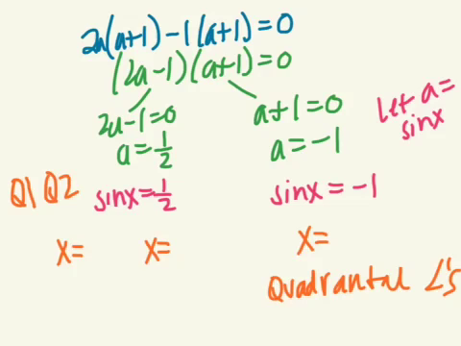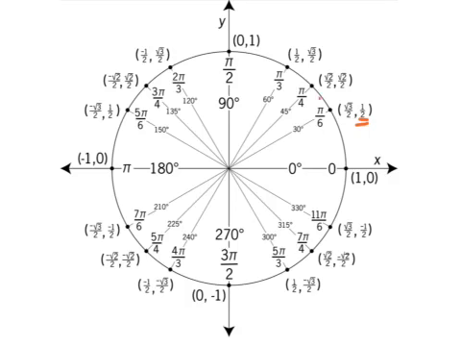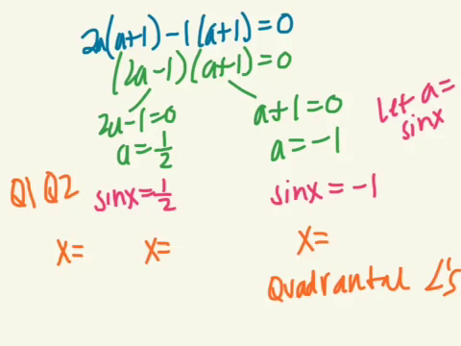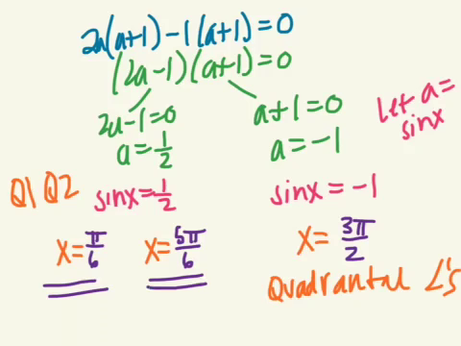So first of all, sine is a positive 1/2. It's going to happen at pi over 6 in the first quadrant. And then sine is equal to positive 1/2 again at 5 pi over 6 in the second quadrant. And while we're here, we might as well look for where sine is equal to negative 1. Again, we're looking for our y coordinate to equal negative 1. That's happening down here. So we had pi over 6 and 5 pi over 6, and the other one was 3 pi over 2. Those are the three angles between 0 and 2 pi.